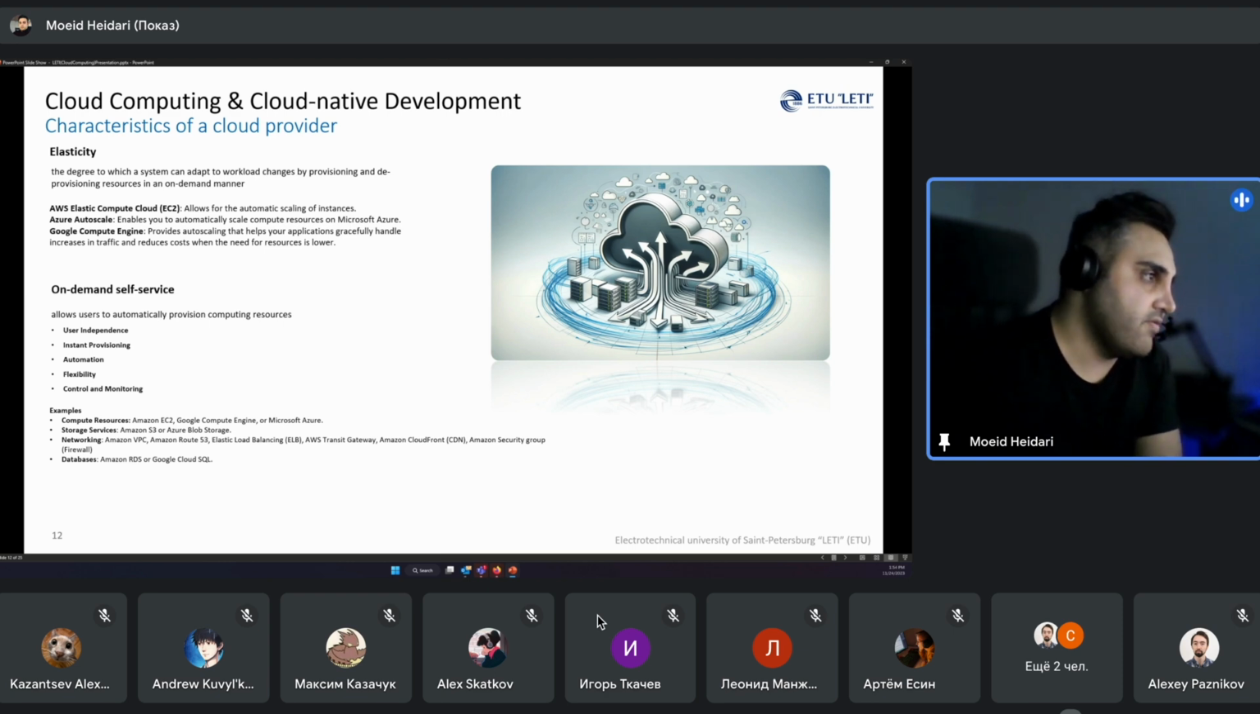So databases, for example, Amazon RDS or Google Cloud SQL, are some examples of the elastic services being provided by these cloud providers.